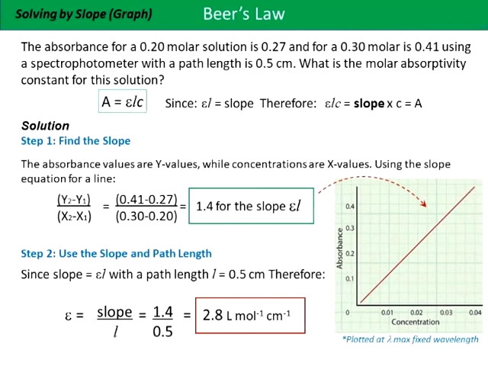That brings us to step 2. We'll use the slope and the path length to evaluate epsilon. So, since the slope equals epsilon L with a path length of 0.5 centimeters, therefore epsilon equals the slope divided by the path length, which is 1.4 divided by 0.5 to give us a final answer of 2.8 liters per mole centimeter. Note, in working this problem, the units were omitted for simplicity.